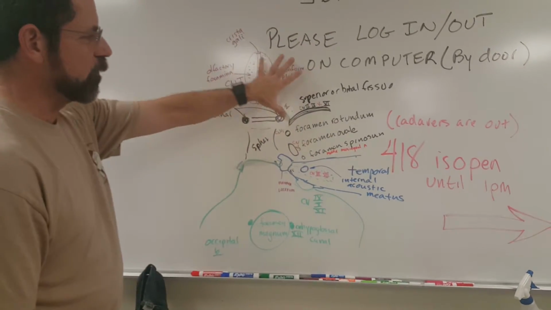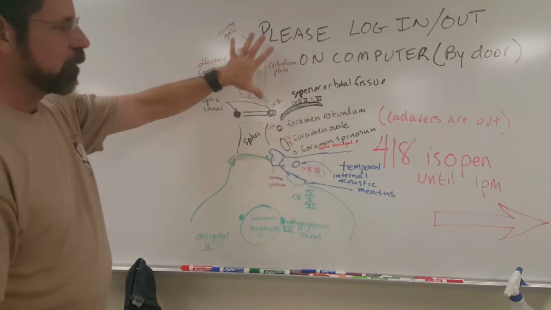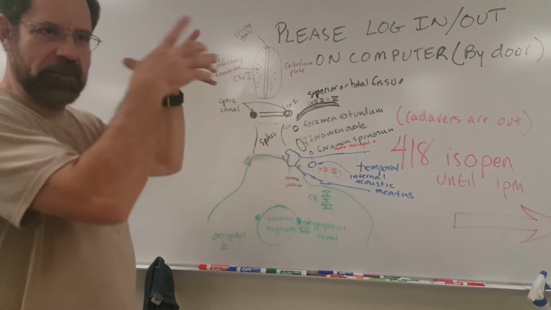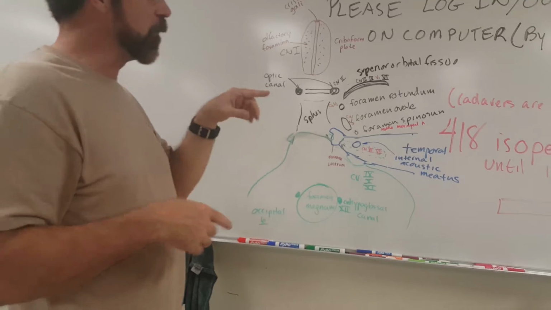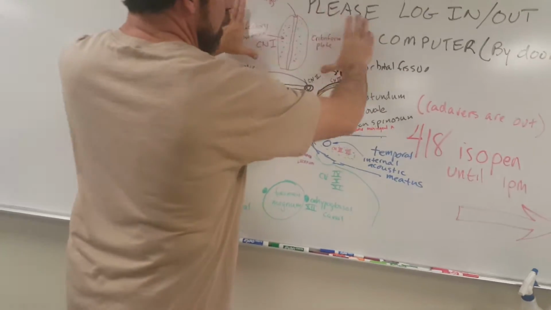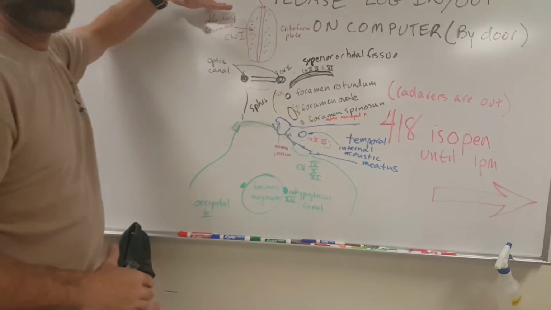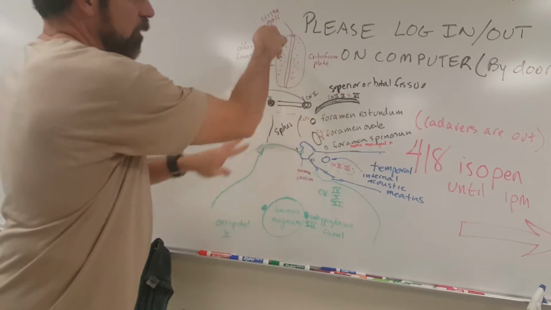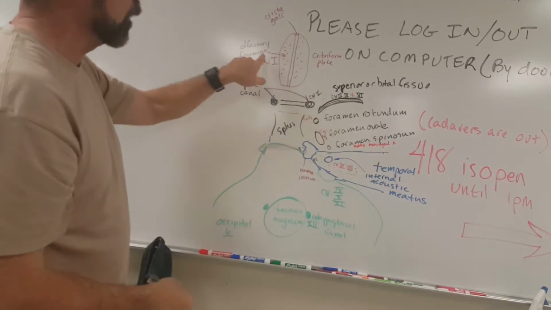So starting up here, this would be the ethmoid bone, which is what region on the inside? We have the anterior cranial fossa on either side. Okay, so the olfactory bulbs will sit on here and the nerves will project down through the olfactory foramen.